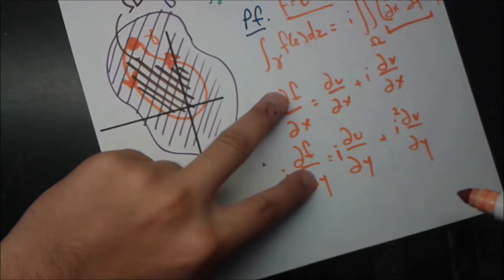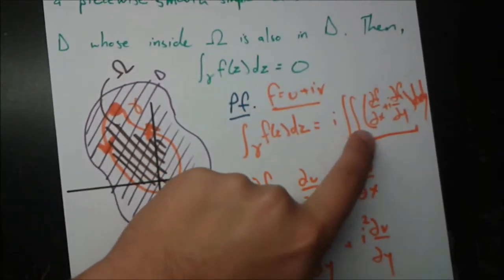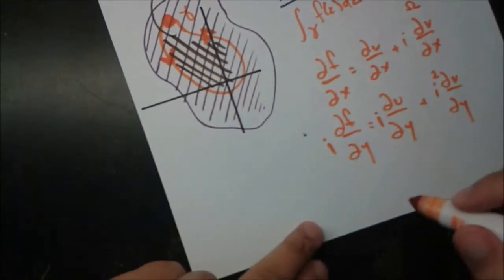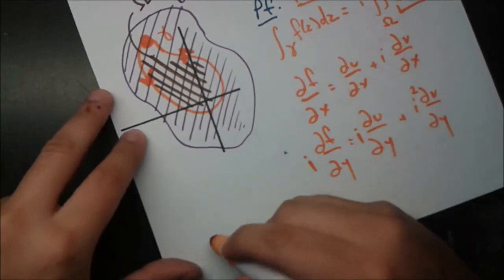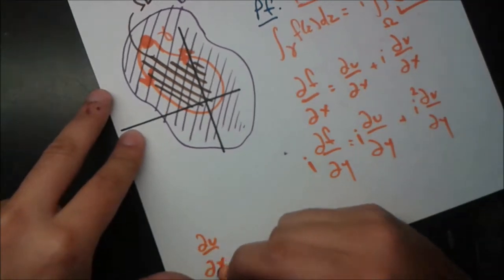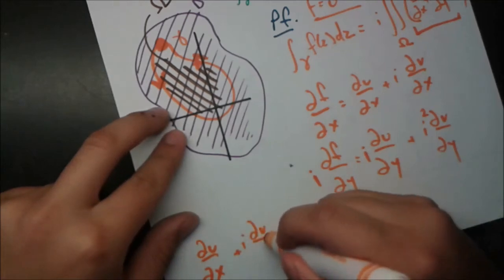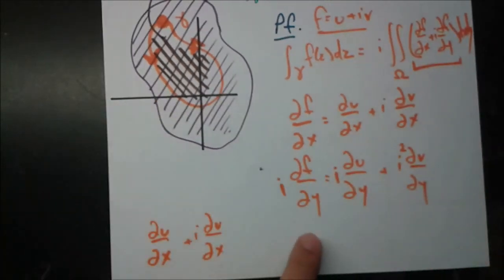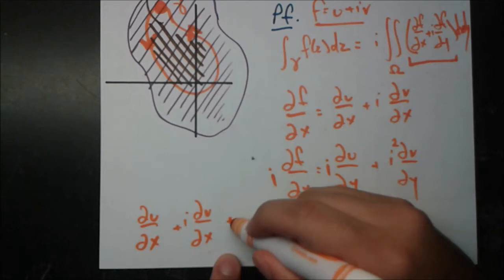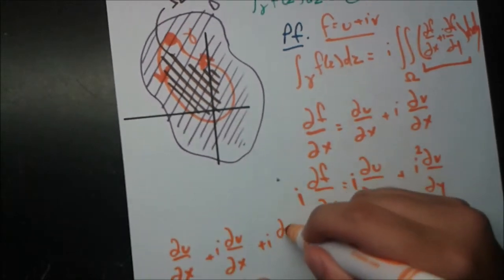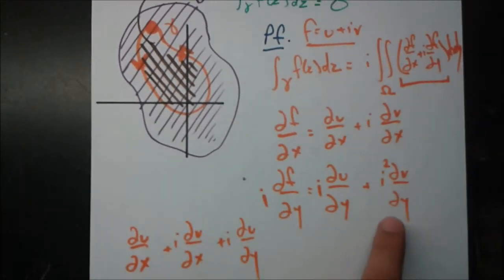So, and then we're going to add these two things together just as we do right here. And we're going to get du dx, and then plus i dv dx, and then plus i du dy, and then minus dv dy.